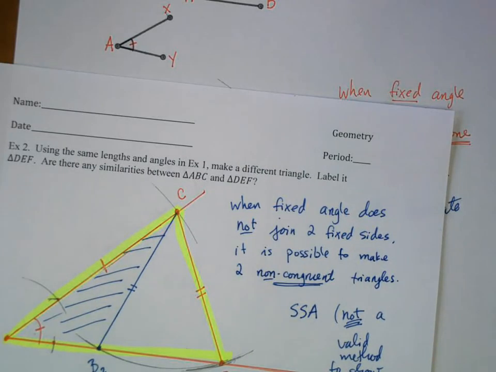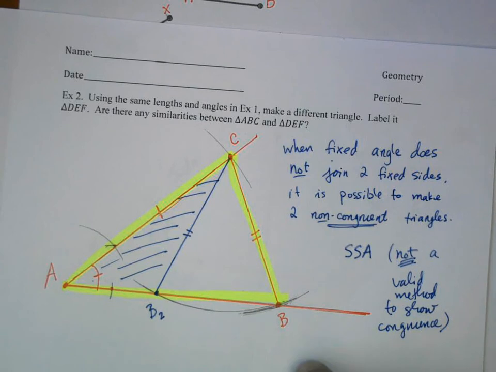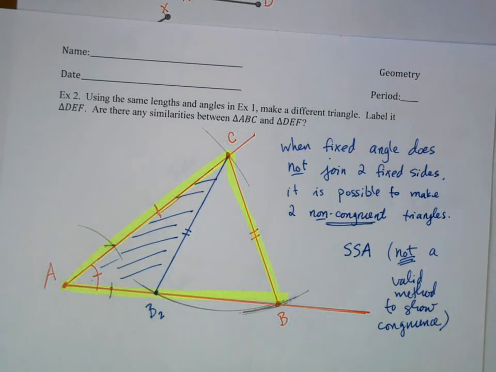So hopefully in these constructions you see another method for showing that two triangles are congruent, and more importantly, a very common pitfall.